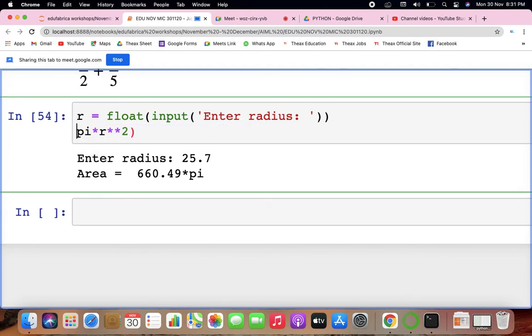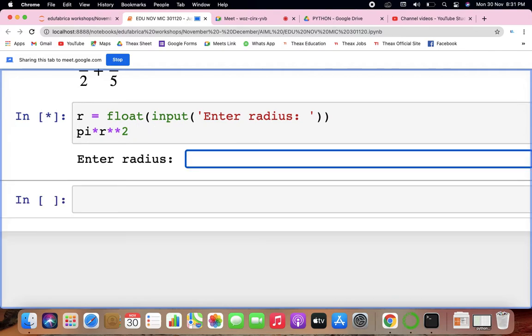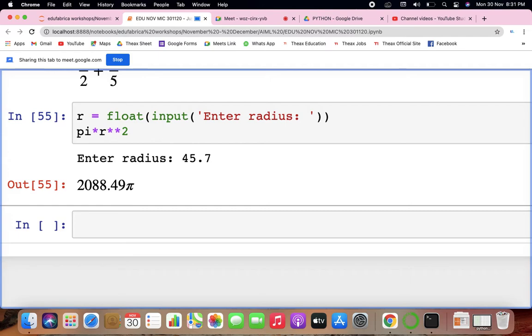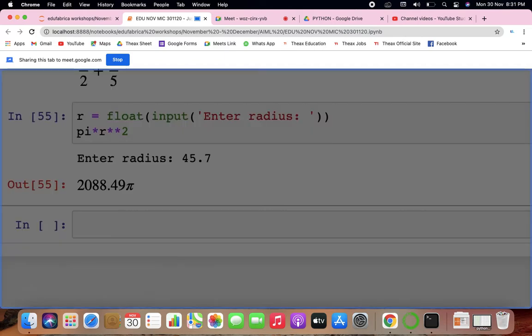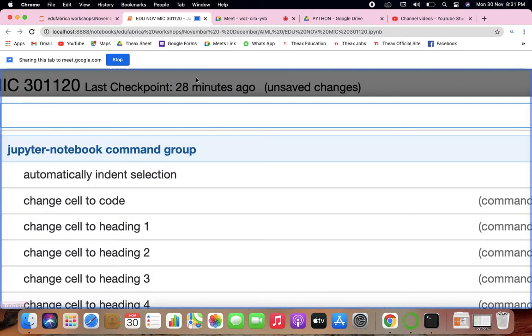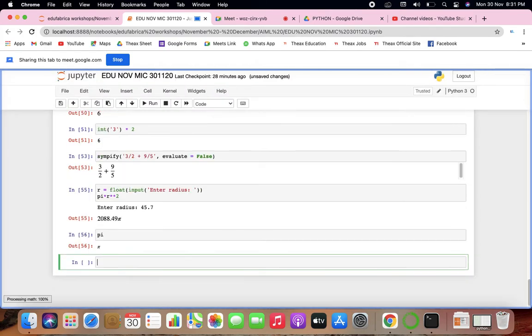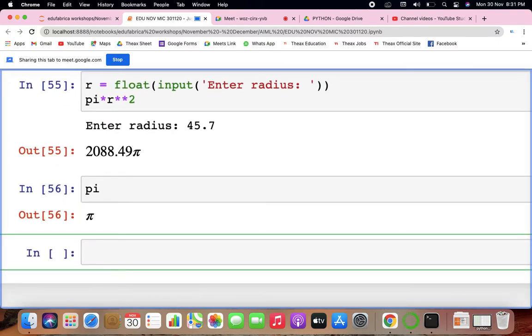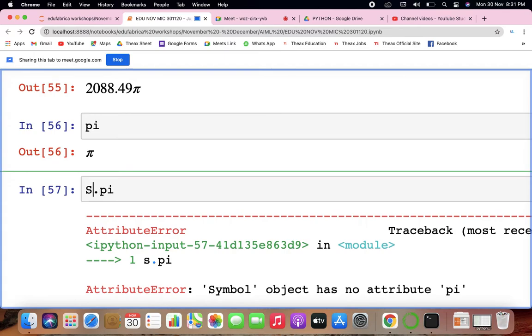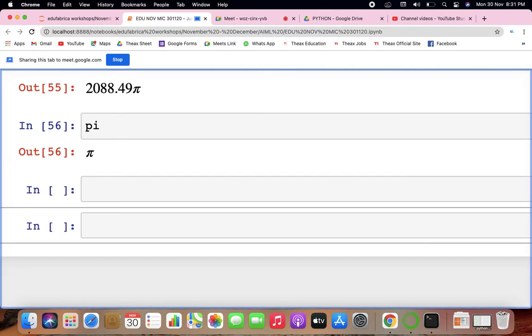I'm not going to write all the things. So okay, just writing this. If I say 45.7 is the radius, the value would be 2088.49 pi. And if you want to see the pi value, we'll just write pi with it. Okay, just a minute. If we want to see the value of pi, we can just write it with this, right? And you can find the pi value. Okay, all right, like this, you can go with that. Now the things can be written with S.pi, or capital S, if it is defined, it's okay, S.pi, all right.